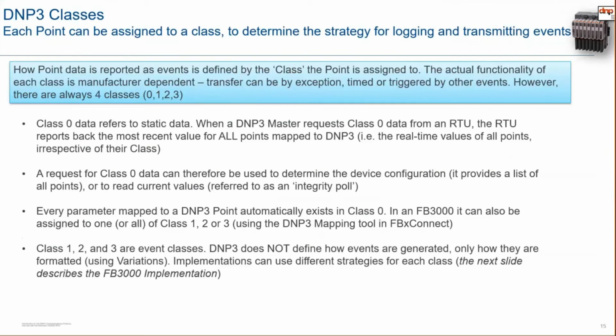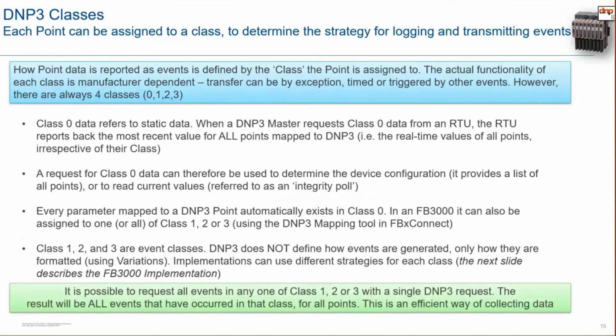Classes 1, 2, and 3 are event classes. As I've just mentioned, DNP3 does not define how the events are generated, only how they're formatted, which is using the variations. Different products and different manufacturers can do it in different ways. On the next slide, I'm going to describe how the FB3000 works, but in general, the classes define how data gets from the real-time to an event.